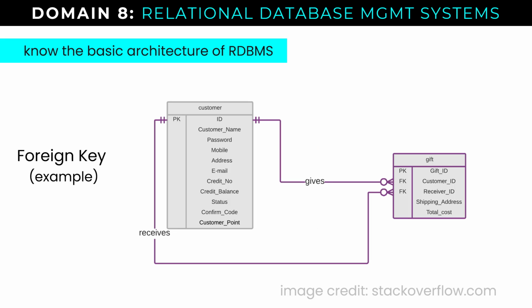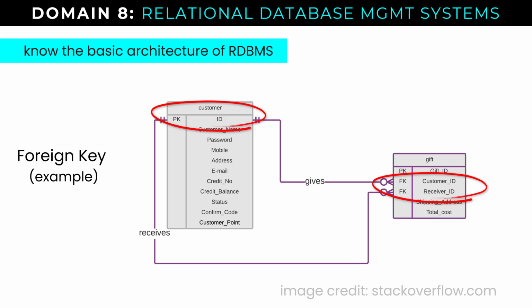So I have here the picture of an e-commerce application. And this application is one that allows customers to give gifts to one another. So we can have customers giving gifts, but also receiving gifts. So in the customer table on the left, you'll see that we have a customer ID, right? That is the primary key of that table as noted by the PK.